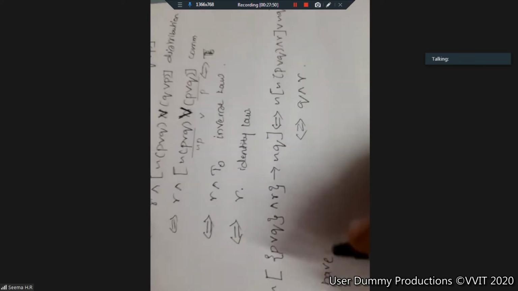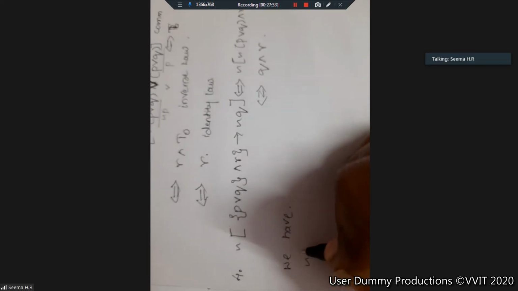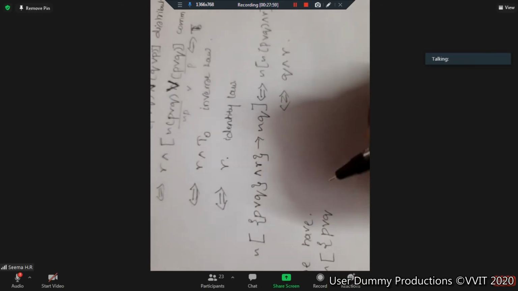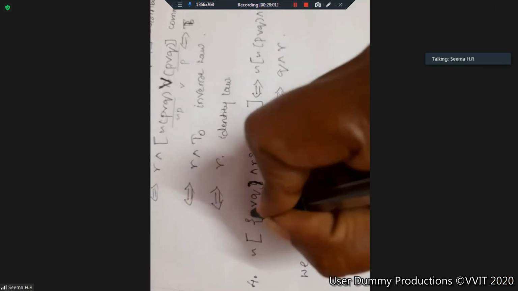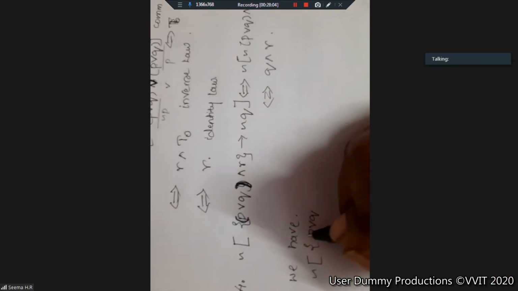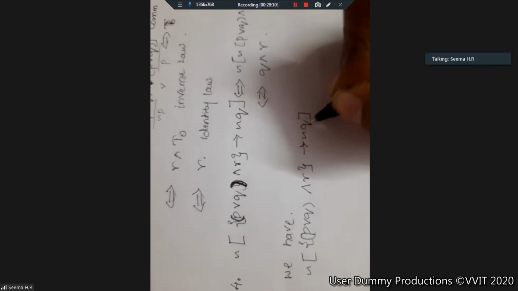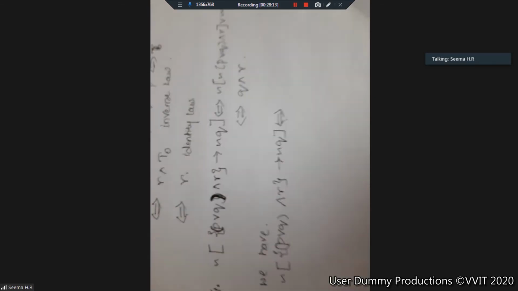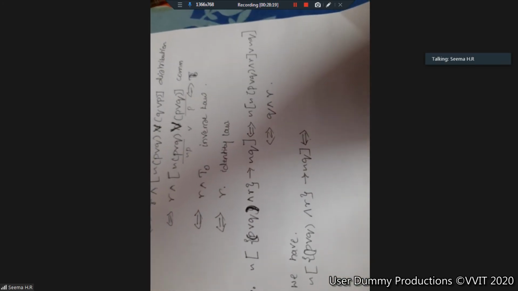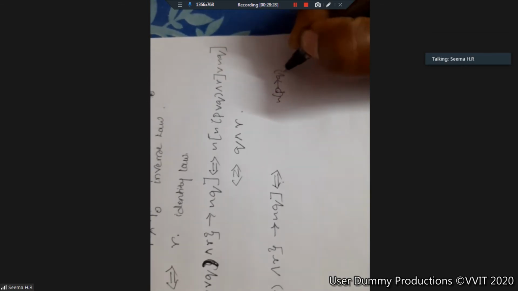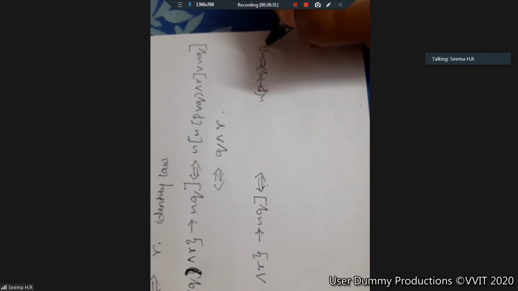So what we have: negation of P R Q. Do one thing here, put the small bracket here. Then it will be easy. P R Q and R implies negation of Q is logically equivalent to, tell me. So what is your negation of P implies Q equals to? Negation of P. Negation of P implies Q is logically equivalent to negation of P.